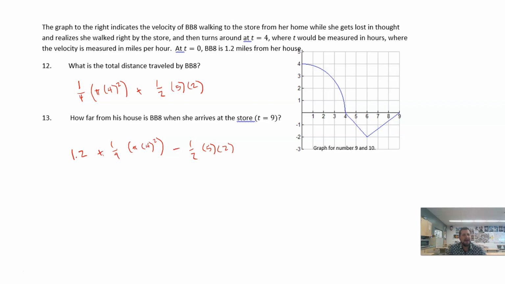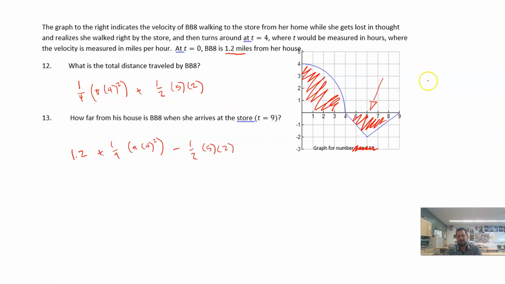This one says the graph indicates the velocity. And basically what we have here is velocity measured in miles per hour. At time equals 0, they are 1.2 miles from her house. And I know this is 12 and 13 on the review. So total distance traveled, what that's asking me to do is just find this area and this area right here. And then once we find both of those, we make that area positive because it wants the total distance traveled.